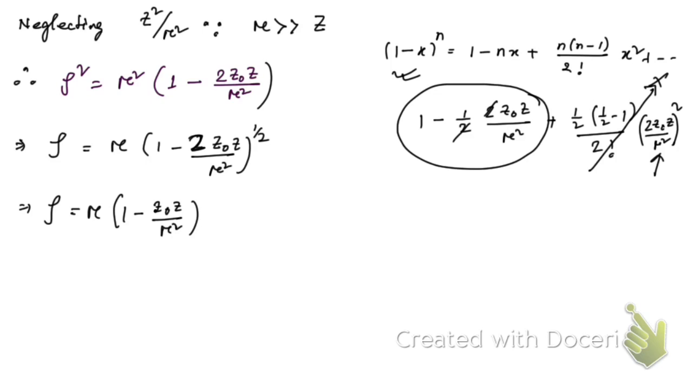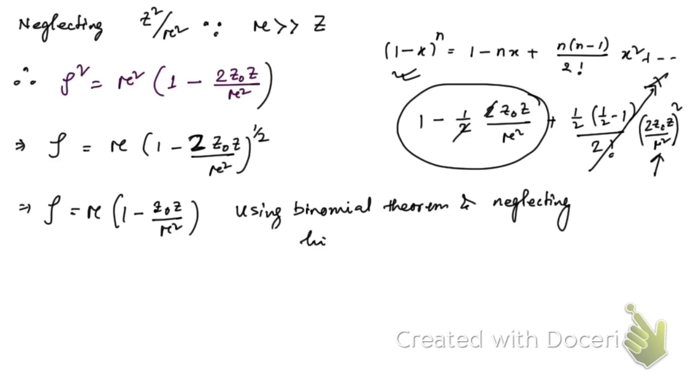So, using the binomial theorem and neglecting higher powers of this term, z naught z by r square. Hope you have understood this.